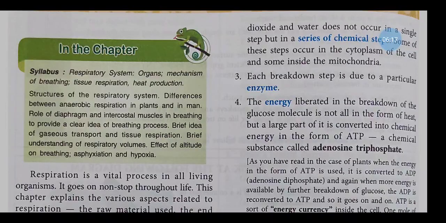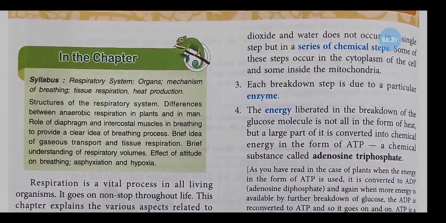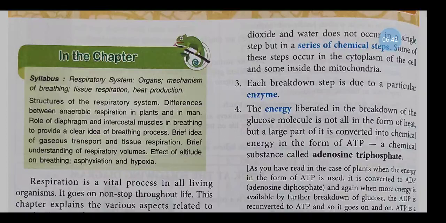We have already discussed this, that the breakdown of the glucose molecule into pyruvic acid takes place in the cytoplasm, and this pyruvic acid enters the mitochondria where it releases a huge amount of energy which is utilized for the various functions of the body. Third point, each breakdown step is due to a particular enzyme. We have already discussed that the breakdown of the glucose molecule and of pyruvate involves a large number of enzymes. Each step is carried out by a specific enzyme.